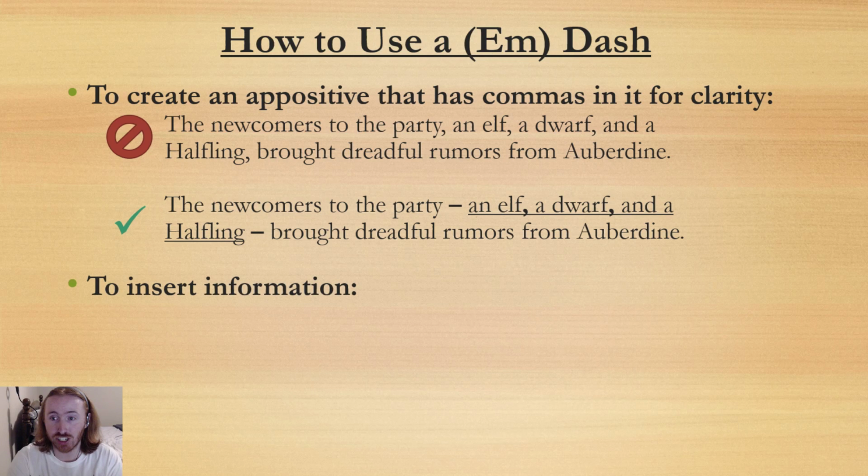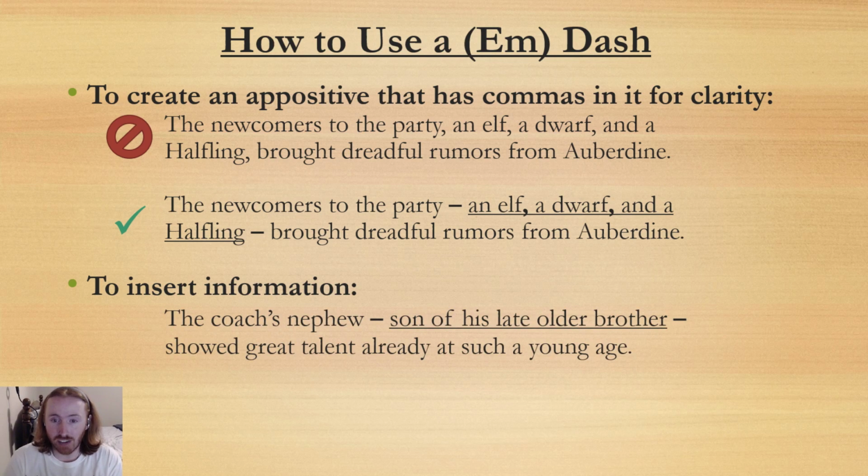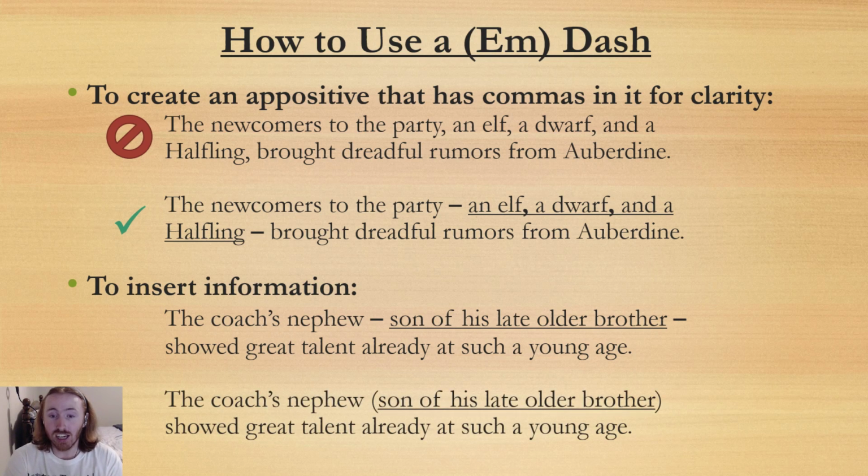The next way that the dash is used is pretty much exactly like it is here without the commas, just inserting an appositive. The coach's nephew—son of his late older brother—showed great talent already at such a young age. And there's actually another piece of punctuation that you've probably seen that does the exact same thing here, and it's the parenthesis. If you write this using the parentheses, it means the exact same thing. It's totally fine, but the parenthesis has, for whatever reason, kind of fallen out of style in English composition, so it's been replaced stylistically by the em dash.